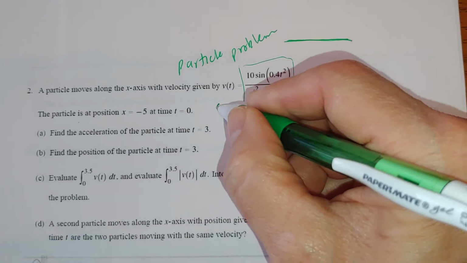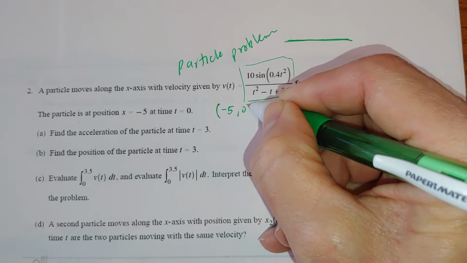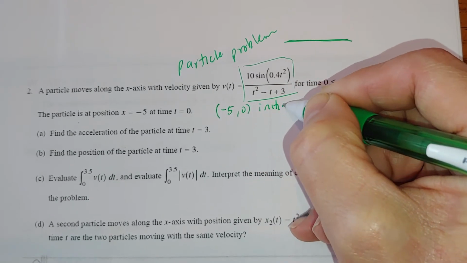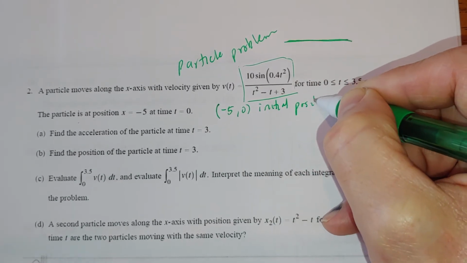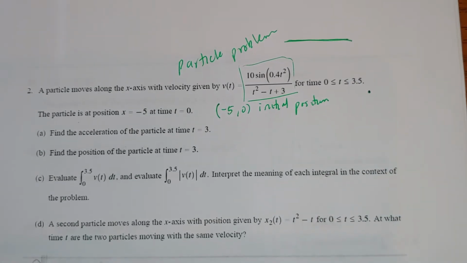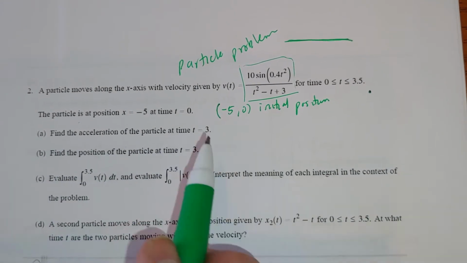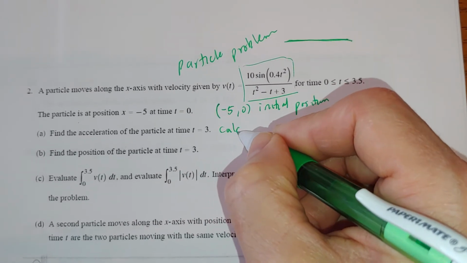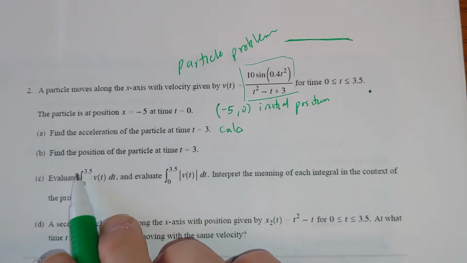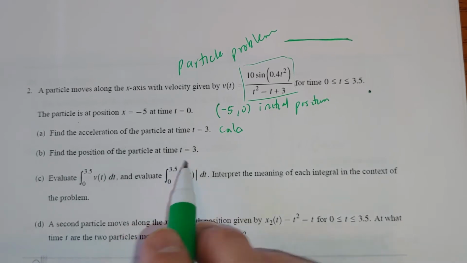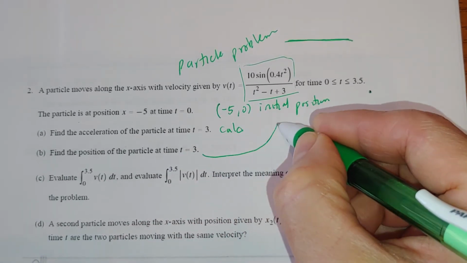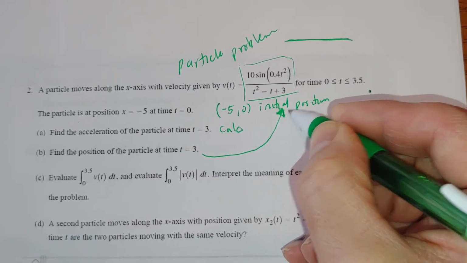So we have an initial position of -5, 0. And we'll see how that comes into play, or if it comes into play. It could be extraneous information. Find the acceleration of the particle at t equal to 3, and this we're definitely going to use a calculator to do that. Find the position of the particle at t equal to 3, and that's when we're going to come and bring that initial position in.